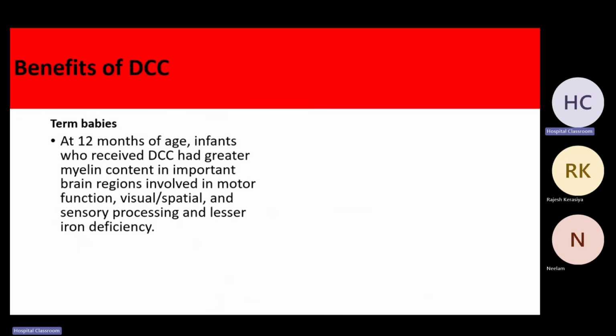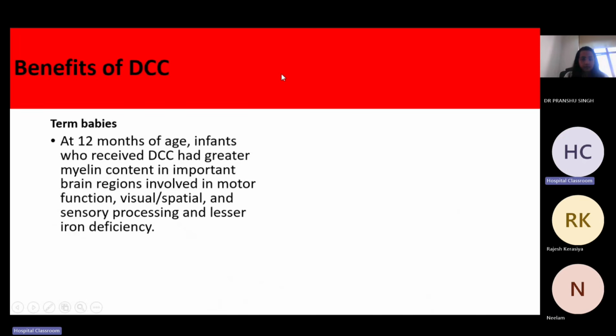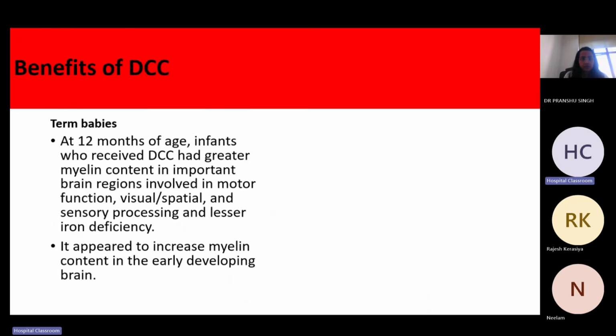And why is it important? Not that all the babies who are iron deficient will need blood transfusion, but a very important thing to remember is that iron is the most important component for myelin formation. The most important micronutrient which you require for the formation of your myelin sheath is iron. So if you allow this delayed cord clamping and allow this extra iron to get accumulated, you are actually improving the myelination chances. That is what has been shown in all the studies, that there is an increased myelin content in the early developing brain if you allow these children delayed cord clamping.